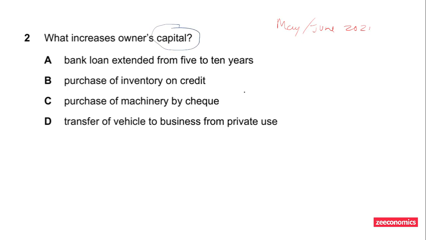Okay. So before you attempt to answer the question, you need to understand the definition of capital first. Okay, so what is capital? Capital is a common term in accounting. Capital is basically used whenever someone wants to start their own business. So the definition of capital is any resources provided by the owner of the business. Okay, so capital is any resources provided by the owner of the business.